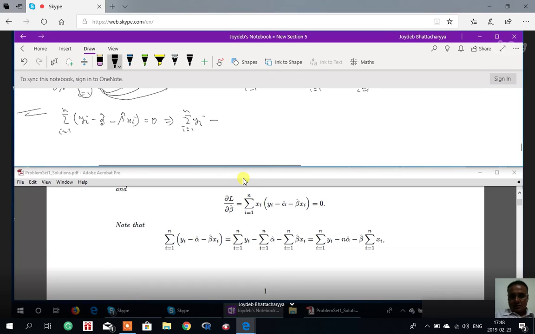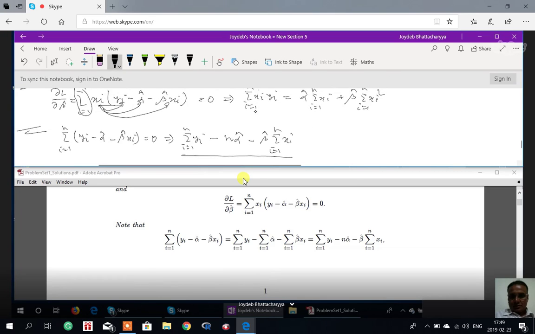minus summation alpha hat. Summation alpha hat is actually n alpha hat, because alpha hat up to n terms is actually n times alpha hat. And then minus beta hat summation xi. Beta hat comes outside being constant, and then summation xi is your variable, with i running from 1 to n. So this is your first normal equation, and the one above is your second normal equation.